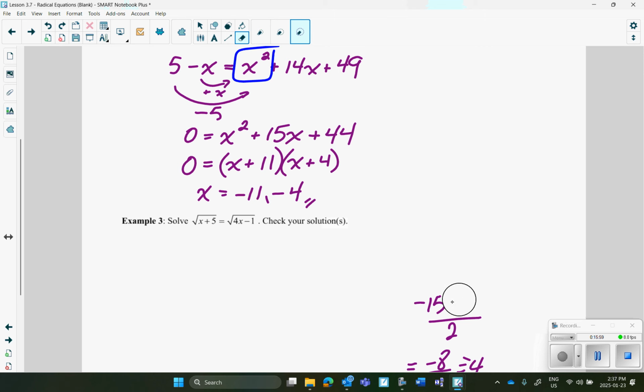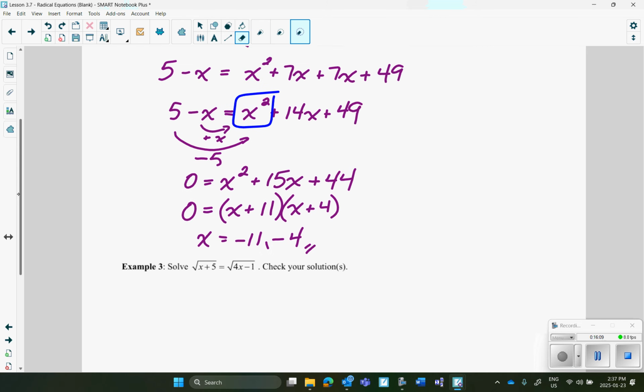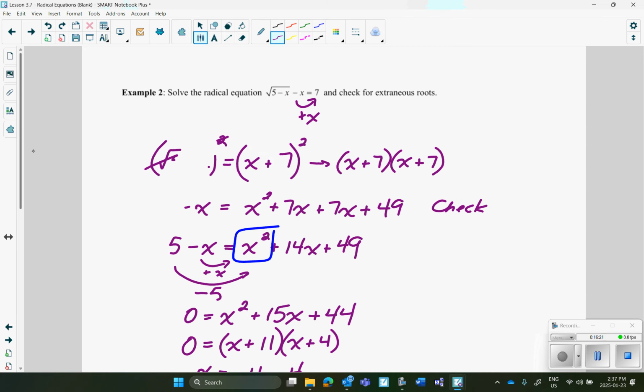And guess what? We're not even done yet. We have to check our answers. That's crazy. We have to check each one of these answers. So negative 4, what's the original question? Does 5 minus negative 4 square root minus negative 4 equal 7?